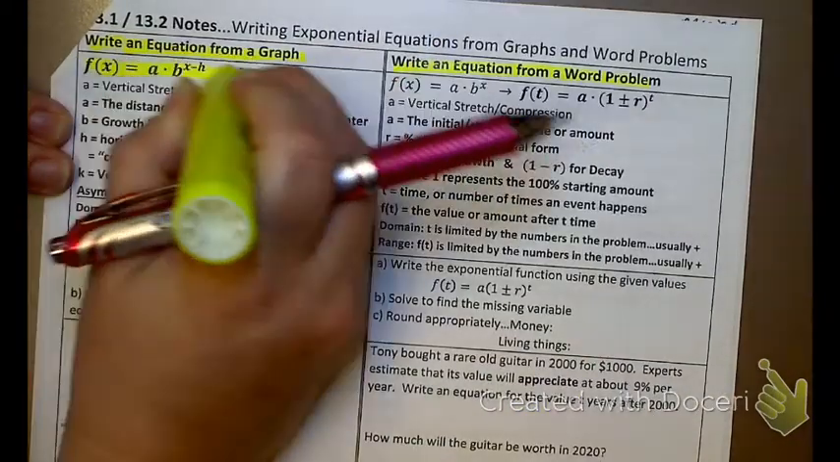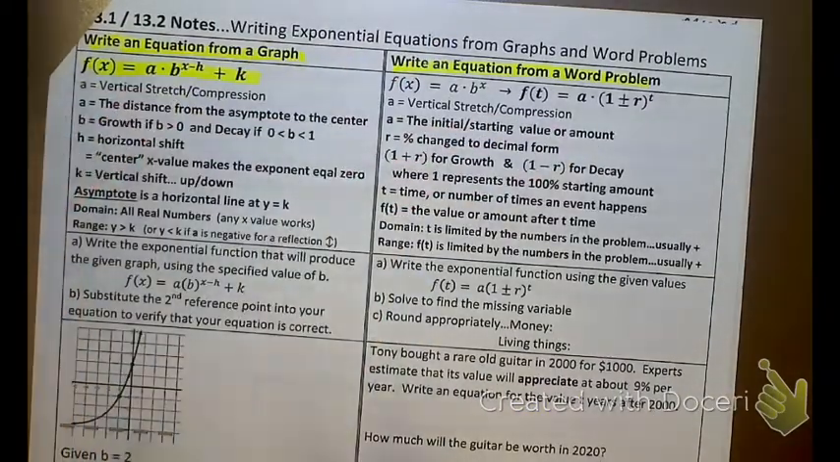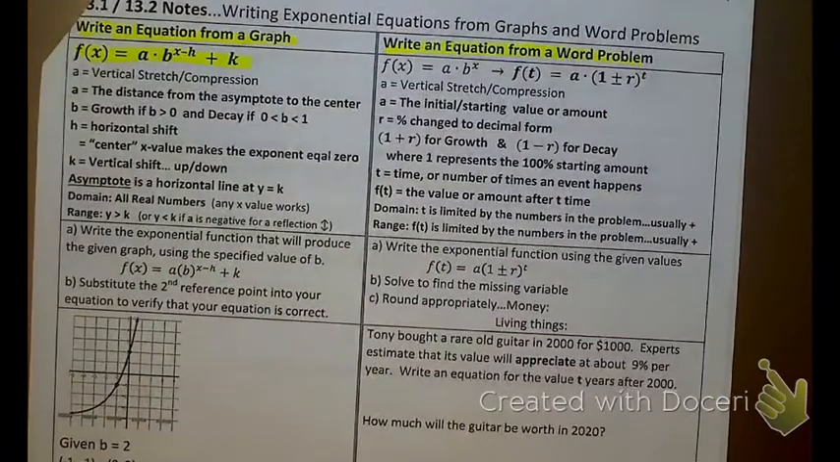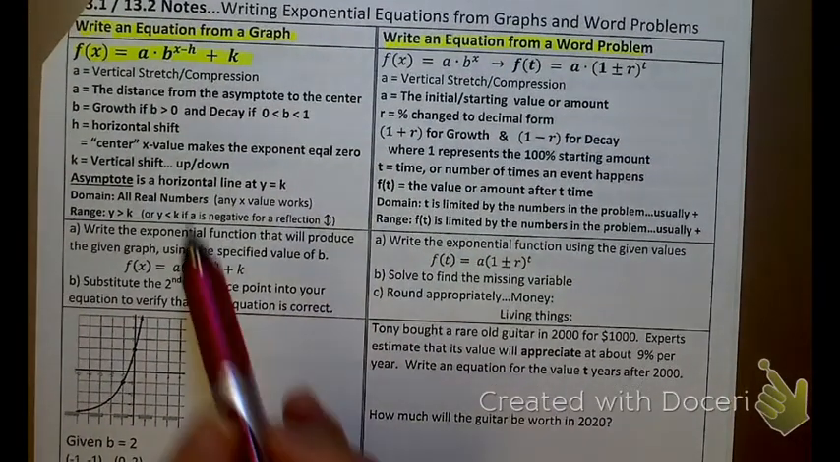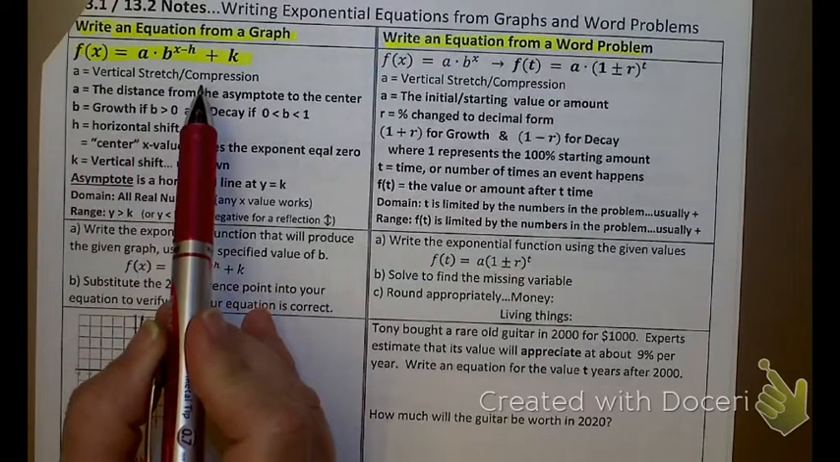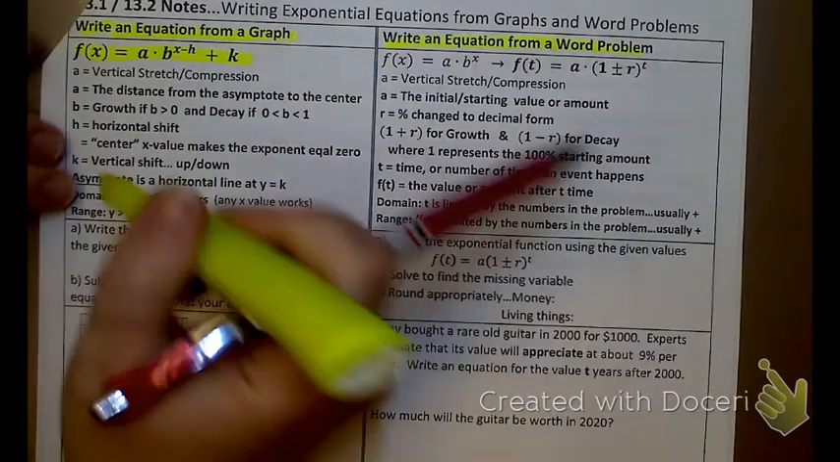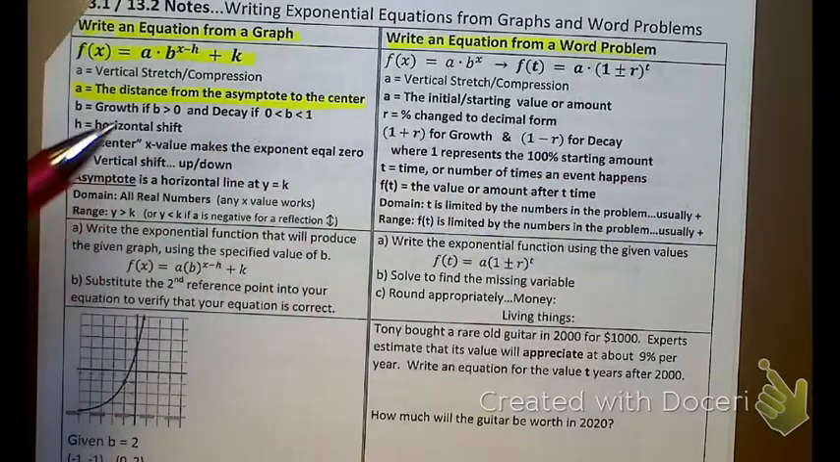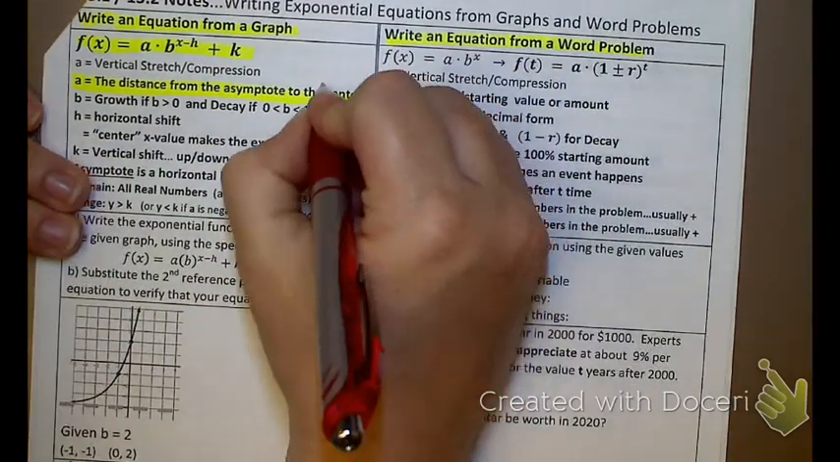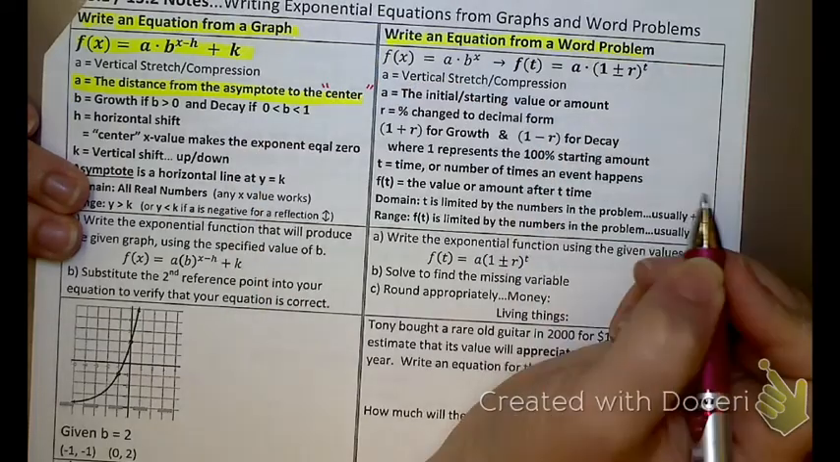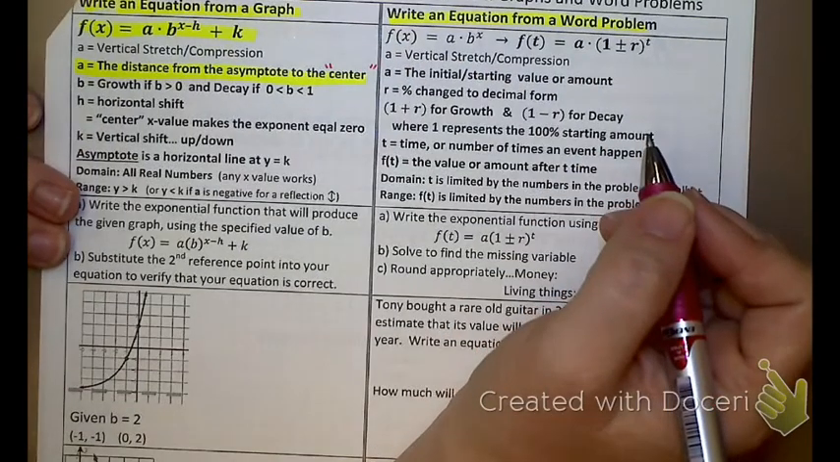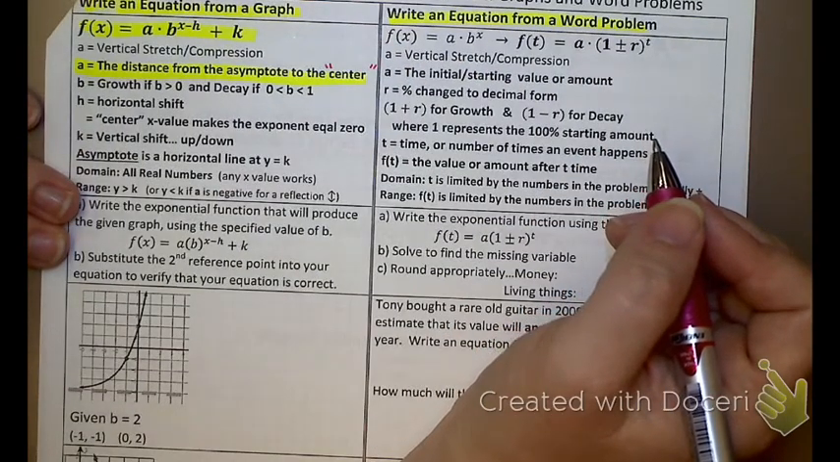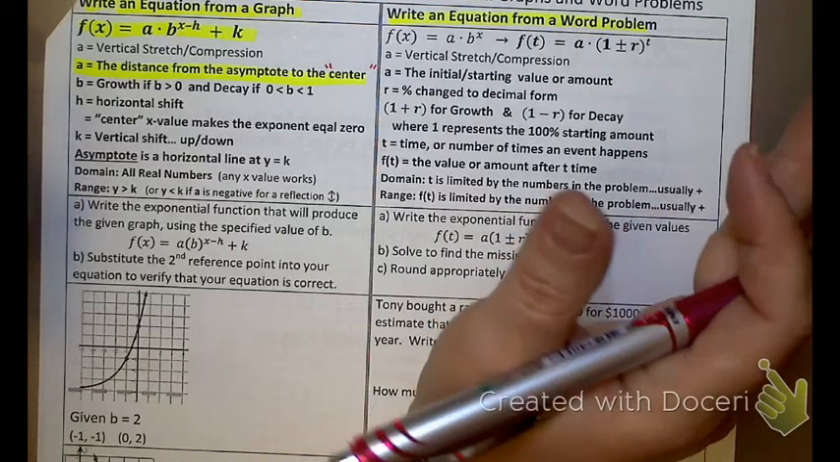So the formula here is the same formula we looked at yesterday, a b to the x minus h plus k. We've talked about a being a vertical stretch or compression. There's another important thing here. a is the distance from the asymptote to the center. Now remember, this is a center in quotation marks because it's not really a center of the graph. So we want to make sure that we're using that term a little bit loosely.